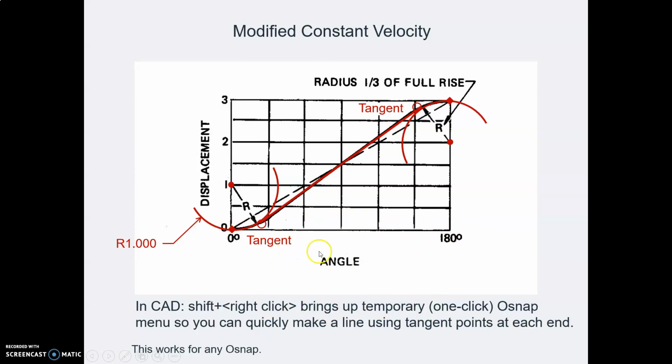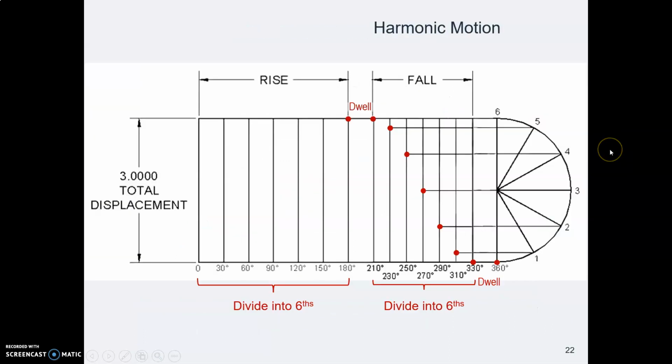And you're going to modify it, so instead of a straight line, you'll start with an arc at the bottom, and it'll have a radius of 1 inch. There it is. You'll have an arc at the top. It'll have a radius of 1 inch. And then you'll connect those two arcs with a straight line going tangent. So that was the first half of your graph.